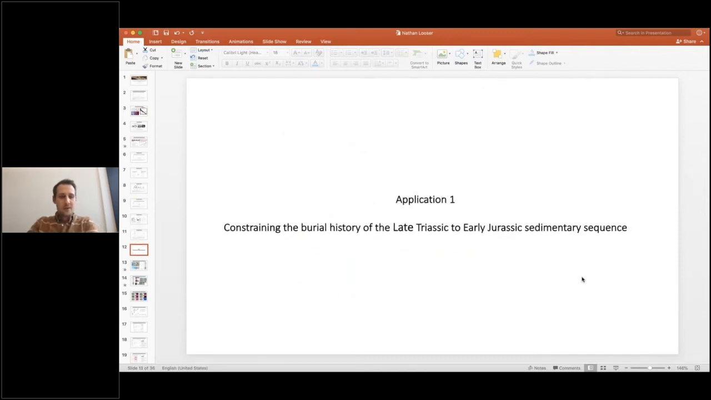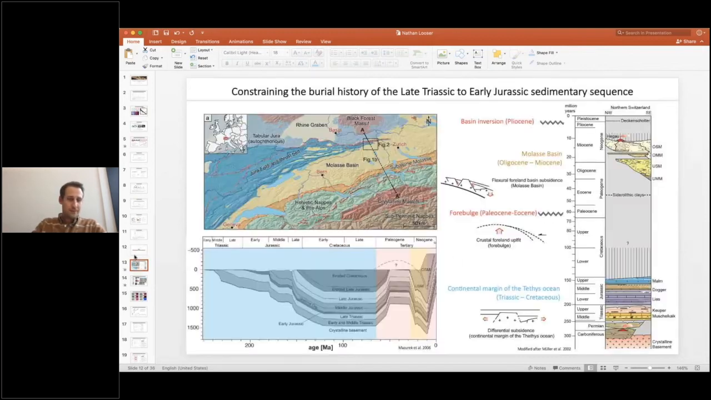Okay, so the first application, and given the time, probably the only one today, is about constraining the burial history of the late Triassic to early Jurassic sediments in northern Switzerland. Here you can see the study site, which is in the Tabular Jura of northern Switzerland, close to today's margin of the Molasse Basin.